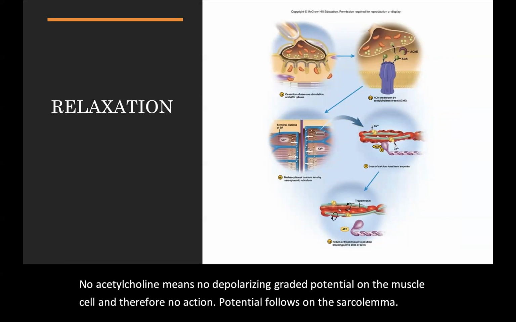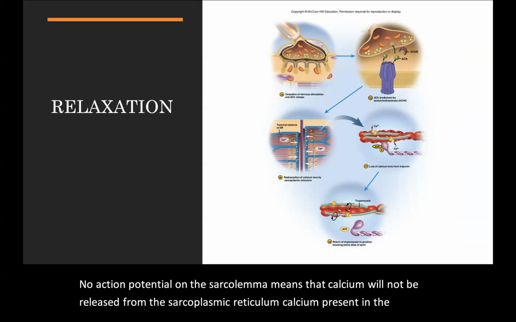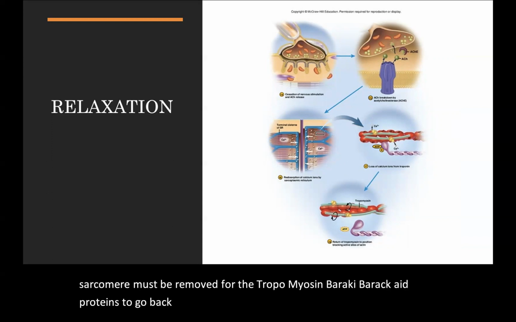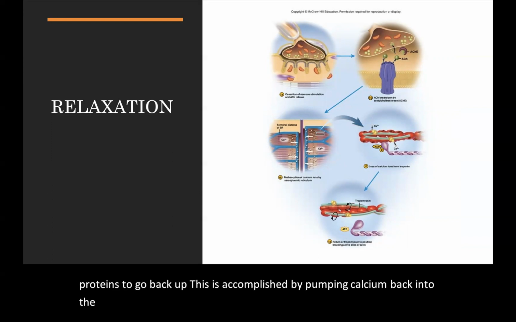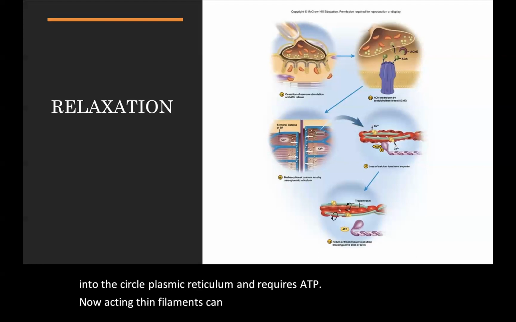No action potential on the sarcolemma means that calcium will not be released from the sarcoplasmic reticulum. Calcium present in the sarcomere must be removed for the tropomyosin barricade proteins to go back up. This is accomplished by pumping calcium back into the sarcoplasmic reticulum and requires ATP. Now, actin thin filaments can slip back into place and the sarcomere lengthens.